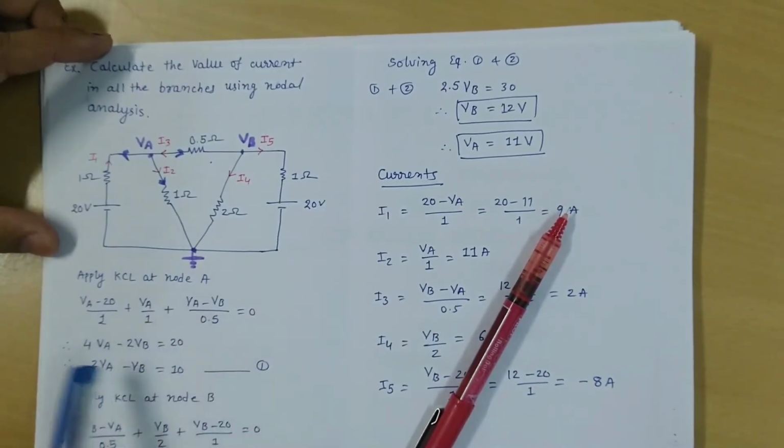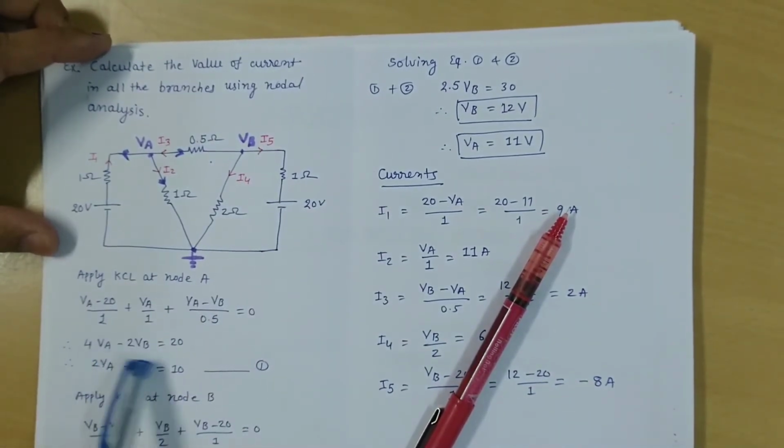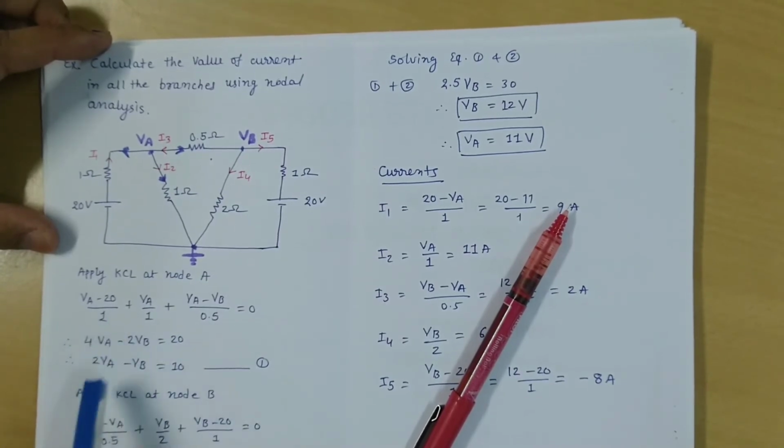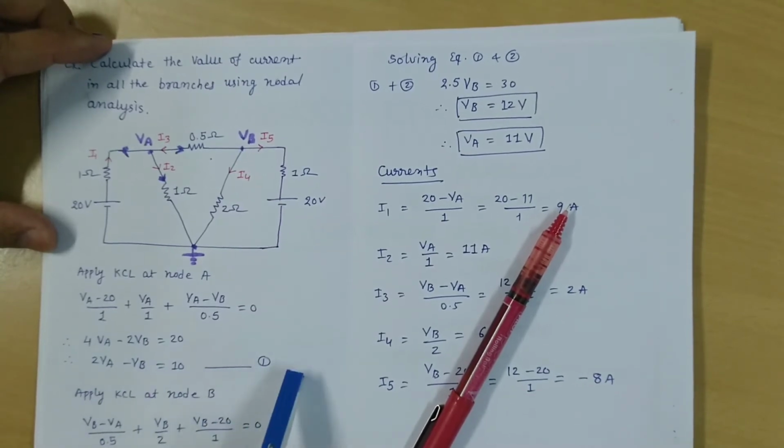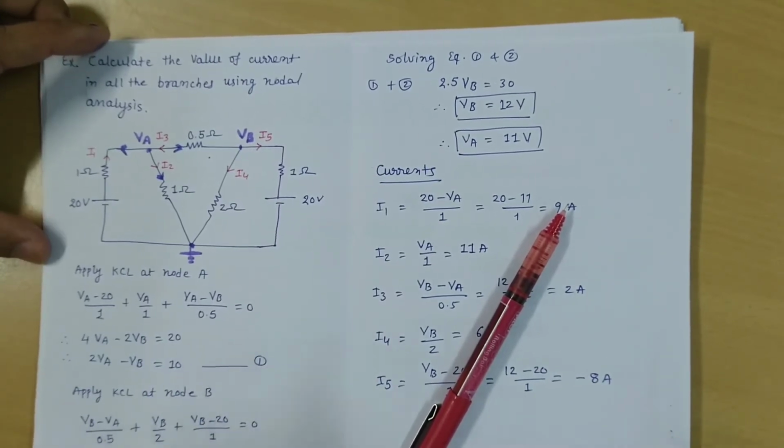Now if we simplify this equation we get 4VA minus 2VB is equal to 20, and further simplifying we get the equation 2VA minus VB is equal to 10. So this is our equation number 1.